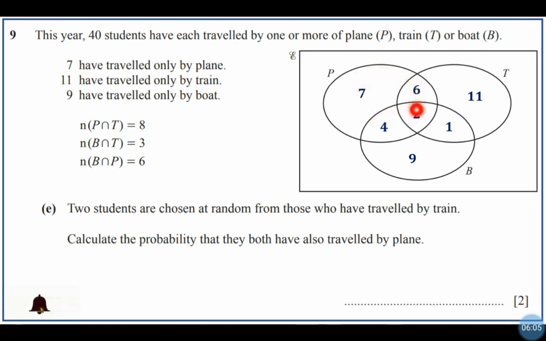So I have 8 students who traveled both by plane and train. 8 out of how many? 11, 6 is 17 plus 2 is 19 plus 1 is 20. So 8 out of 20. Then I have chosen already one of those students, so I will just subtract 1. So it will become 7 over 19. Multiply, you will get 56 over 380. So our answer here is 14 over 95 or 56 over 380.